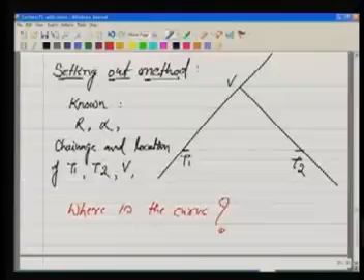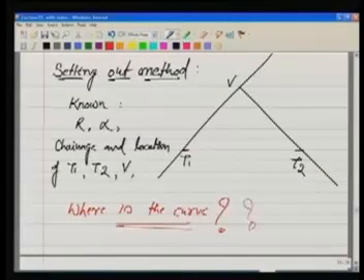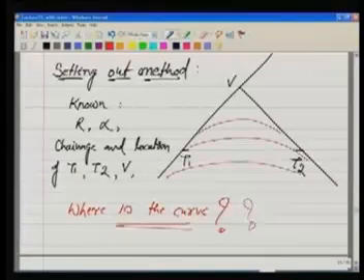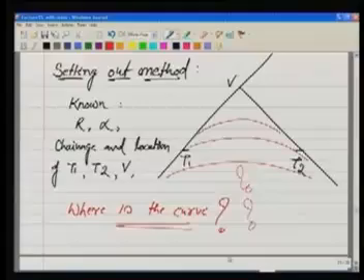Next, as we discussed, we have already taken a decision about the radius. What should be the radius of this curve? Depending on the design speed and the topography, the radius has been decided. So these are the things which are known to us. Now the big question is, where is the curve? We need to answer this question. Is the curve here, or is it here, or is it here? Where is the curve?